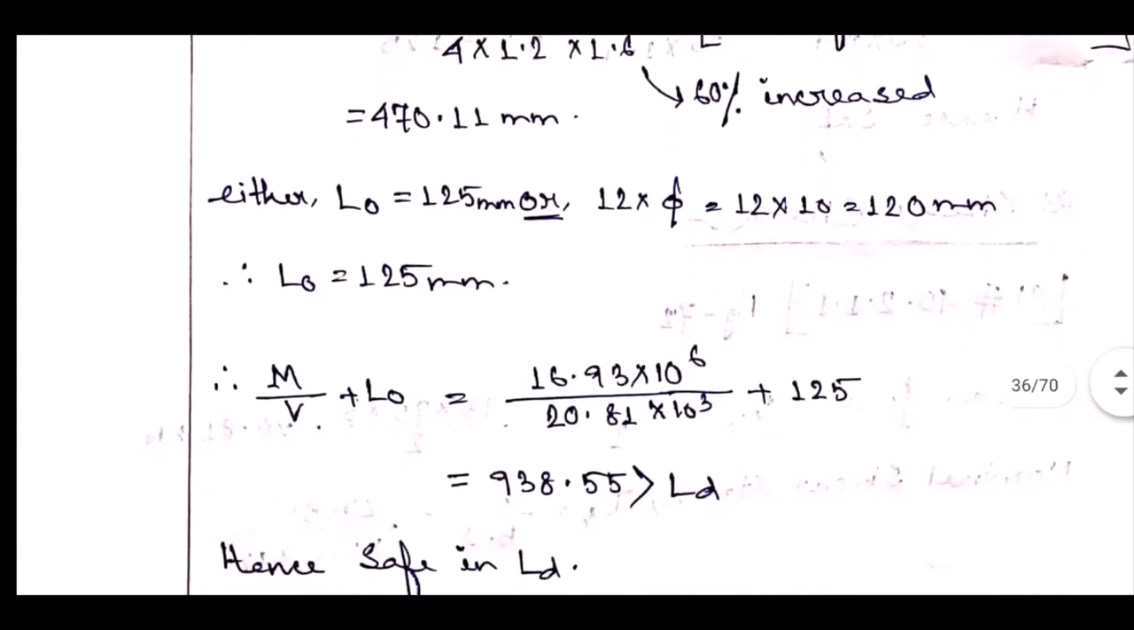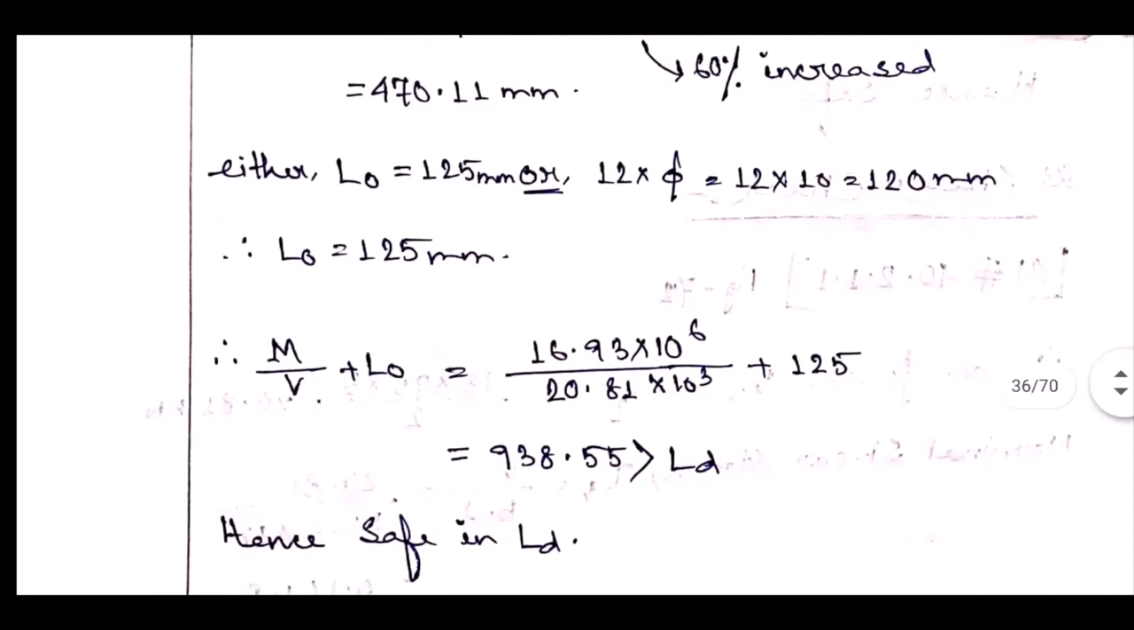So M1 by V plus L0 equals 16.93 into 10 to the power 6 by 20.81 into 10 cube plus 125, which equals 938.55, which is greater than LD. That means this is safe in development length.